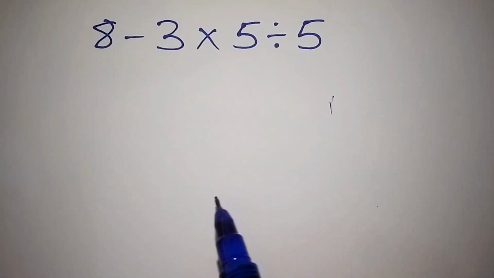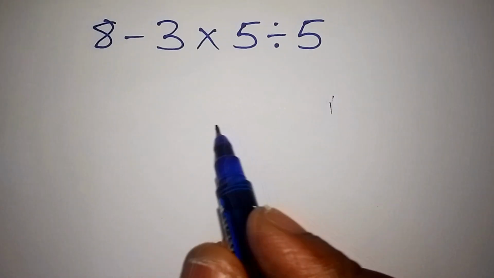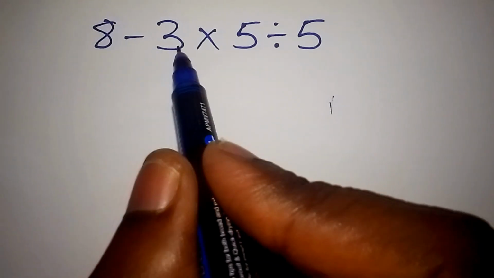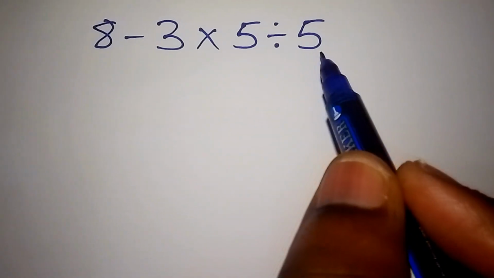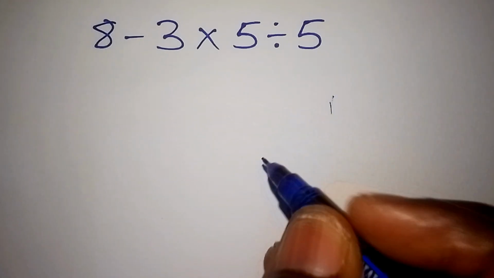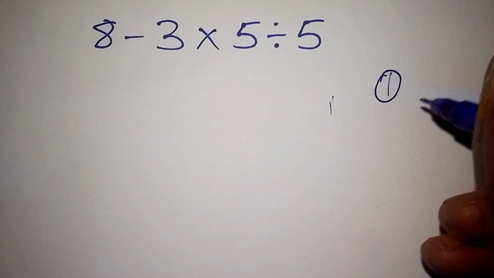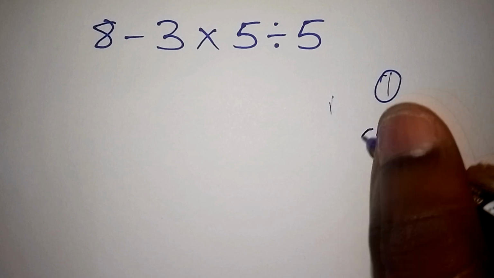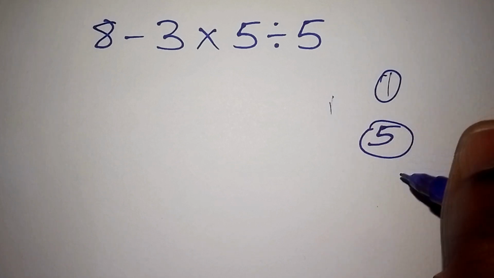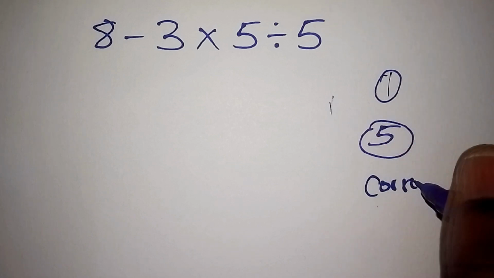So, you are welcome. During a math class, a teacher wrote this on the board: 8 minus 3 multiplied by 5 divided by 5. One student got the answer as 1, the other student got the answer as 5. So which of these students got the answer correct?